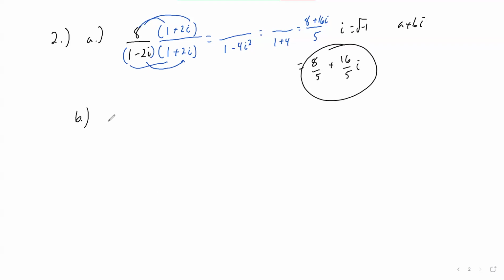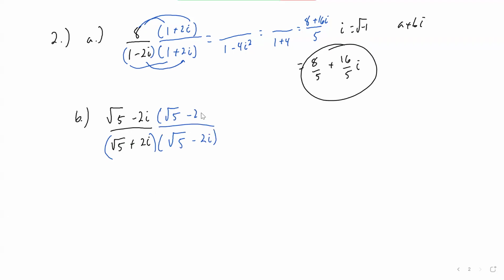Let's try another one. We have the square root of 5 minus 2i over the square root of 5 plus 2i. Again, my focus is the bottom here. I want to multiply by the square root of 5 minus 2i on both the top and the bottom. Square root of 5 times square root of 5 is 5. 2i times negative 2i is negative 4i squared, which we just learned that an i squared just changes the sign. So this is 5 plus 4, which is 9.